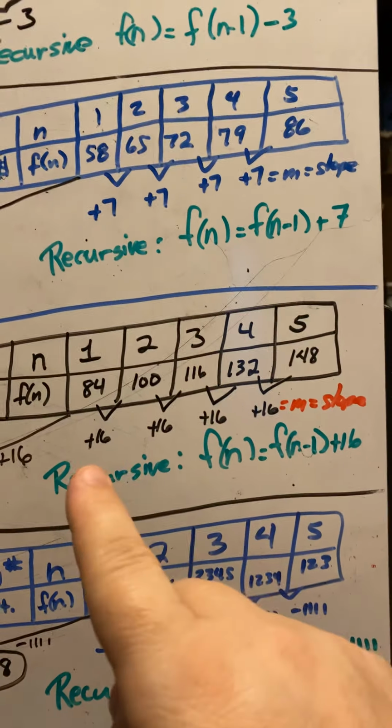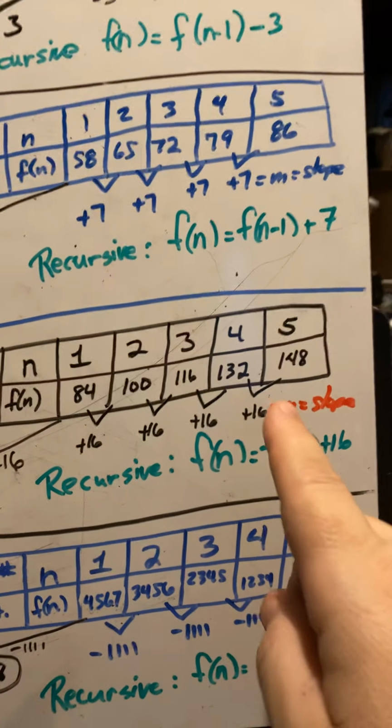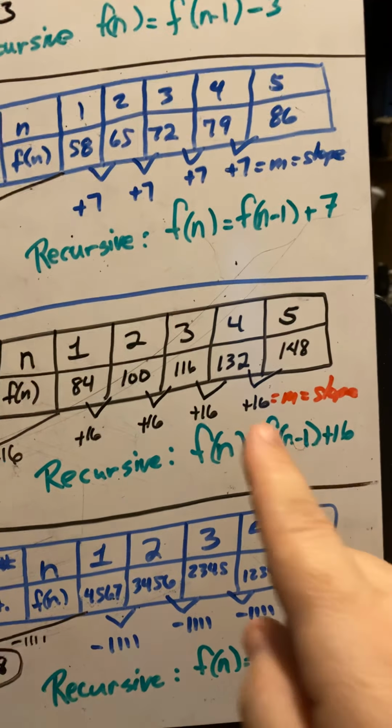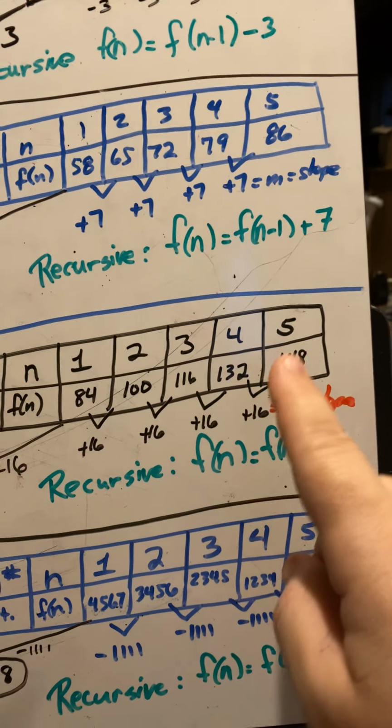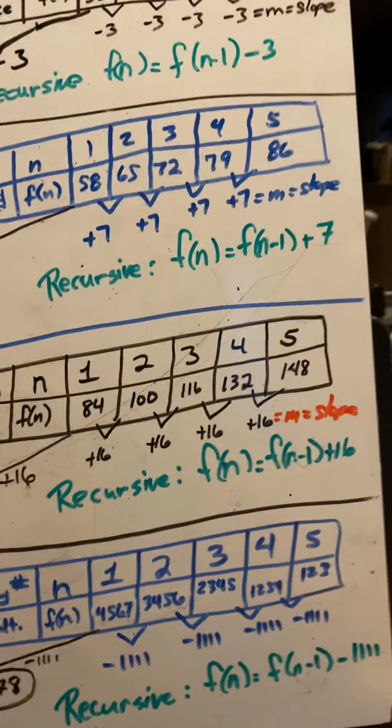The recursive formula, you'll see again it's the same. You look at the term before you, and then you add 16. And that works. Look at the term before me. If I add 16, that will get me to the 5th term.